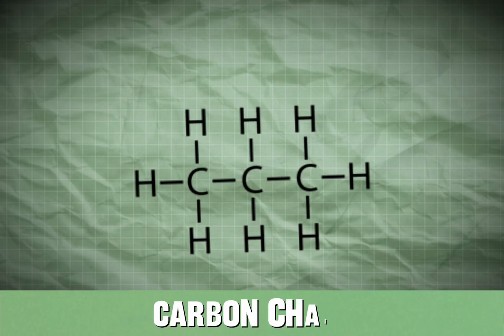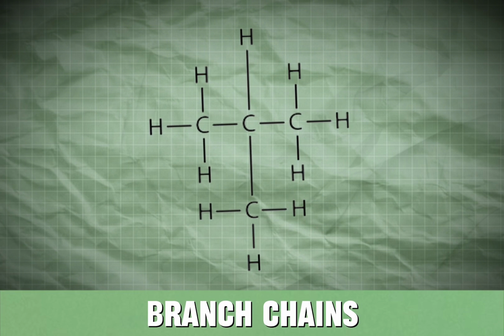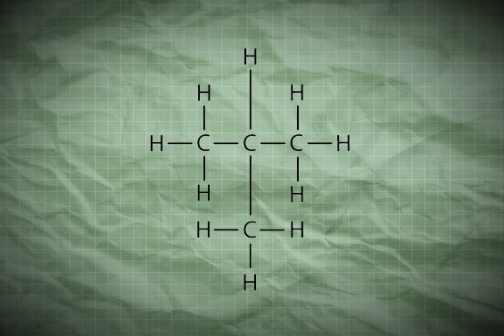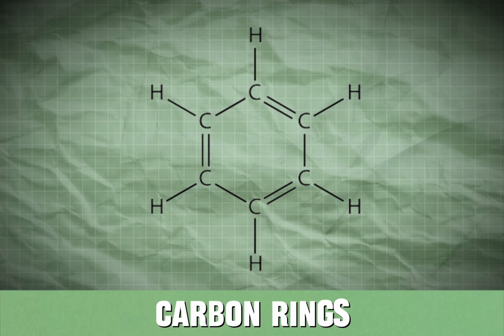First off, we have carbon chains, which serve as the backbone of many molecules. And then we have branch chains. These add a little bit more complexity by branching off of those initial long chains. And then we also have carbon rings. Now, there are also specific groups of atoms that attach to these carbon structures that create distinct chemical properties.